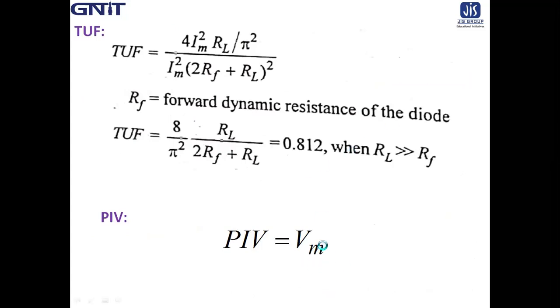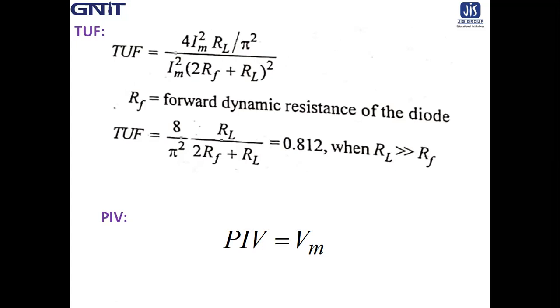So only these two parameters, that is TUF and PIV, are different from center tap full wave rectifier. And all other parameters are exactly identical with the center tap full wave rectifier. Okay, so this is all about full wave rectifier.